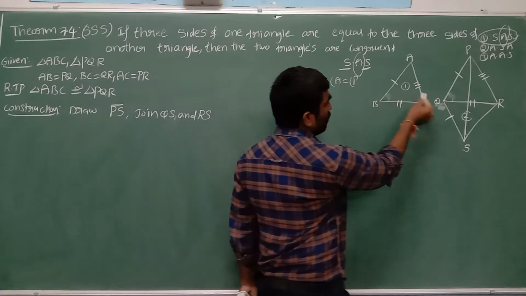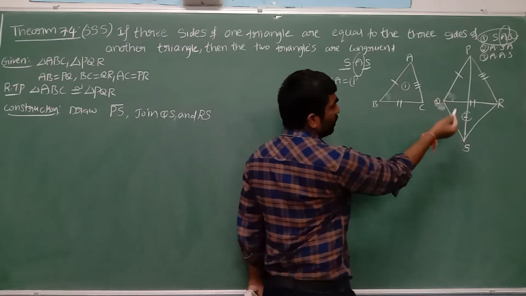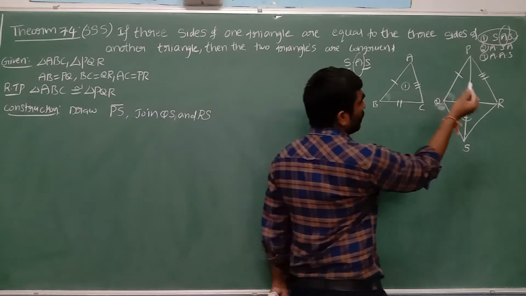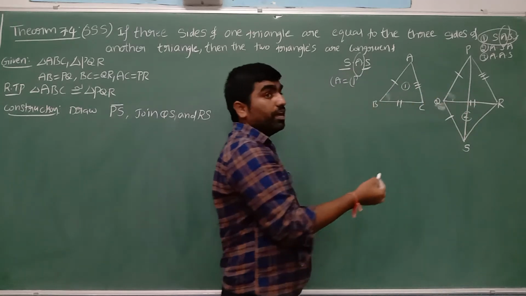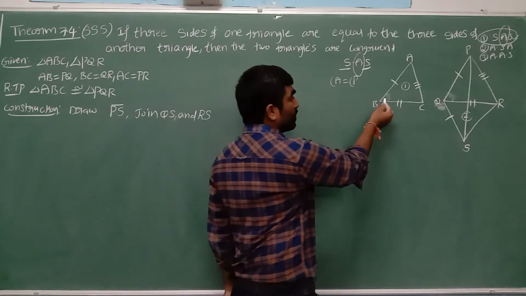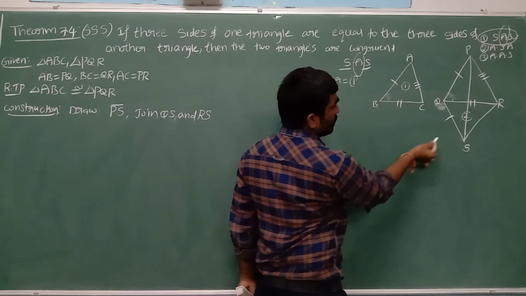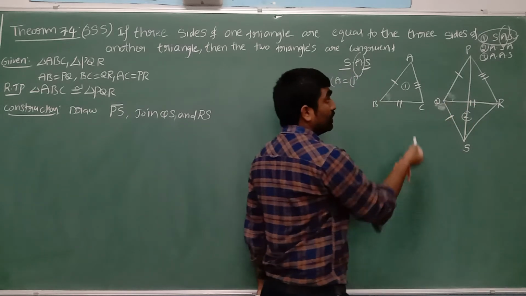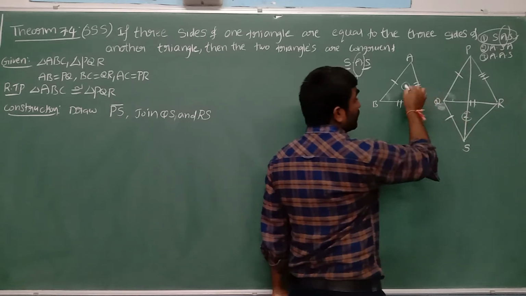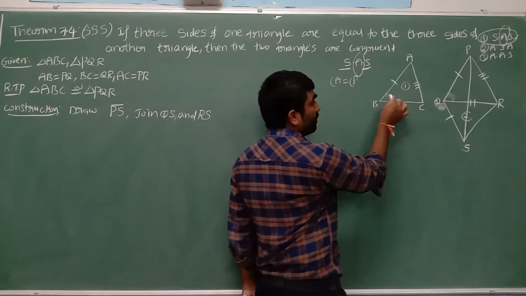In both, can you say the equal parts? Yes, I can see the equal parts. AB equal to QS, BC equal to QR. Corresponding two sides are equal. So still we need one construction, which is the included angle. AB is equal to QS by construction, BC equal to QR as given. So still to prove both are congruent, I need one angle. Which angle? The included angle of these two.